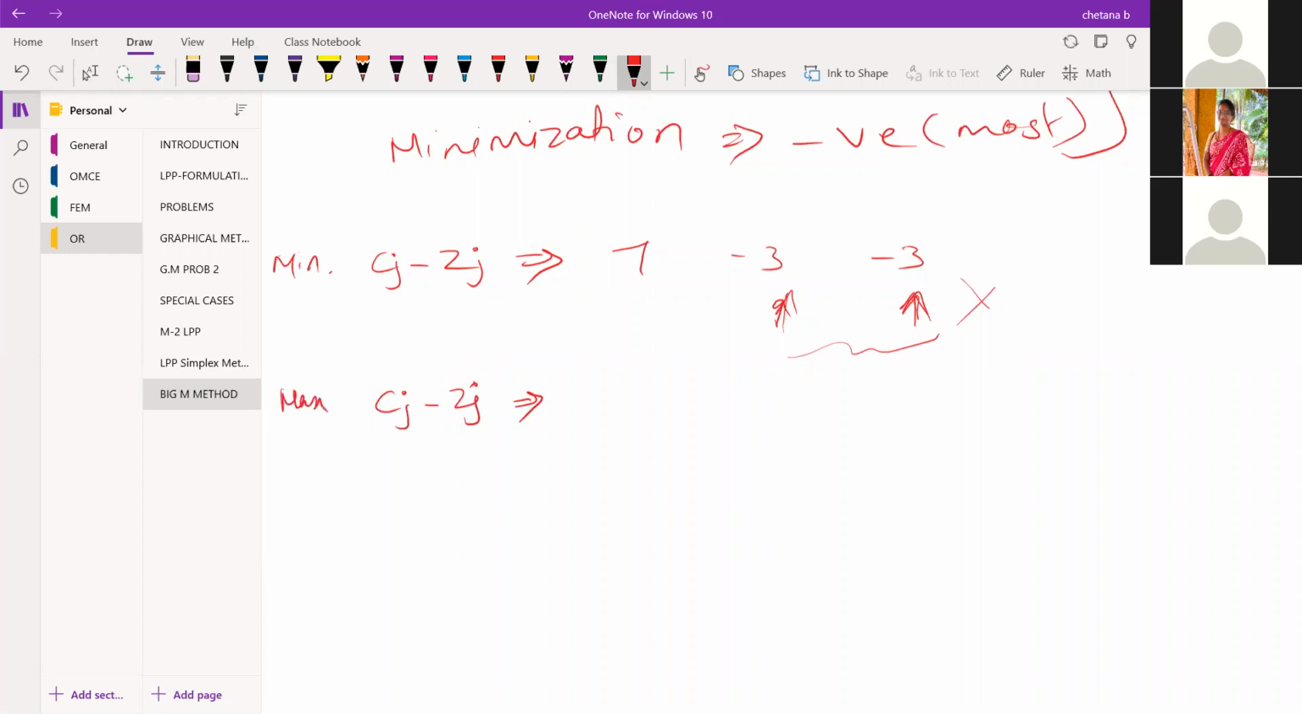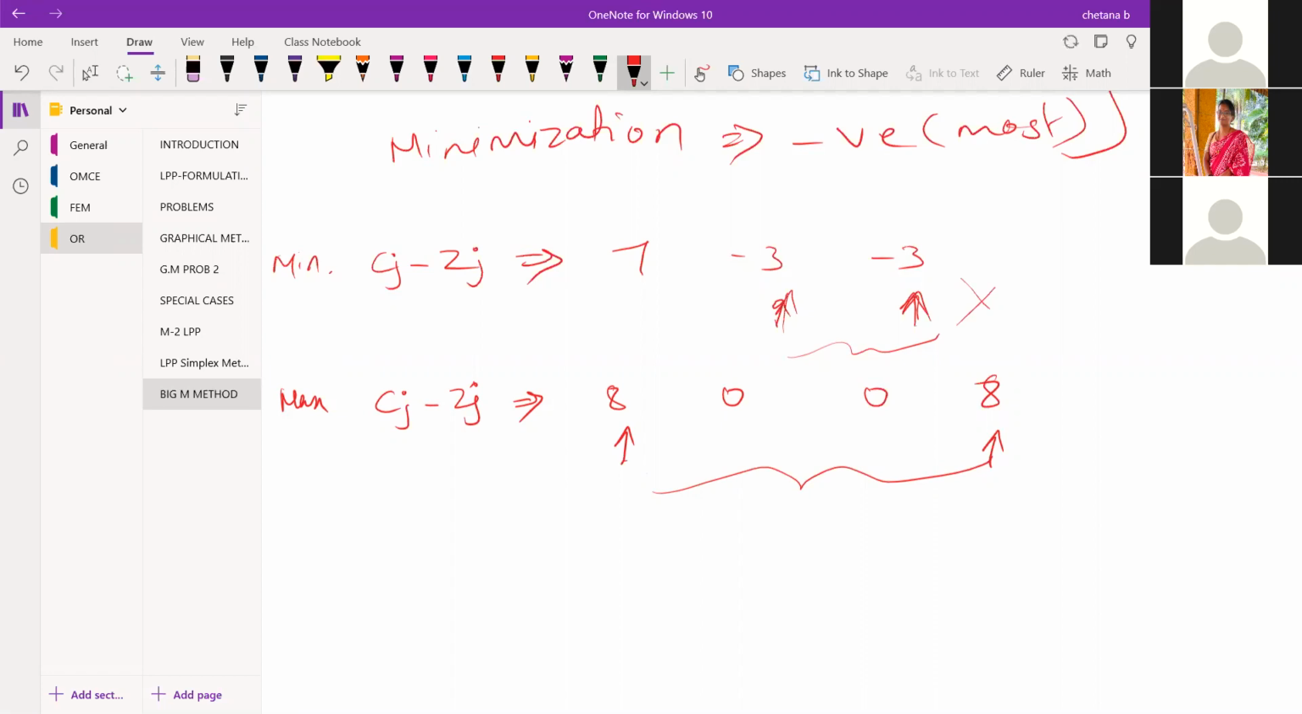Similarly, if it is a maximization problem and say I have 8, 0, 0 and 8 somewhere like this, in this case we know that we need to pick the most positive. So you can pick this as the key column, or pick this as the key column. Both will be the same, both are correct. Is that fine?